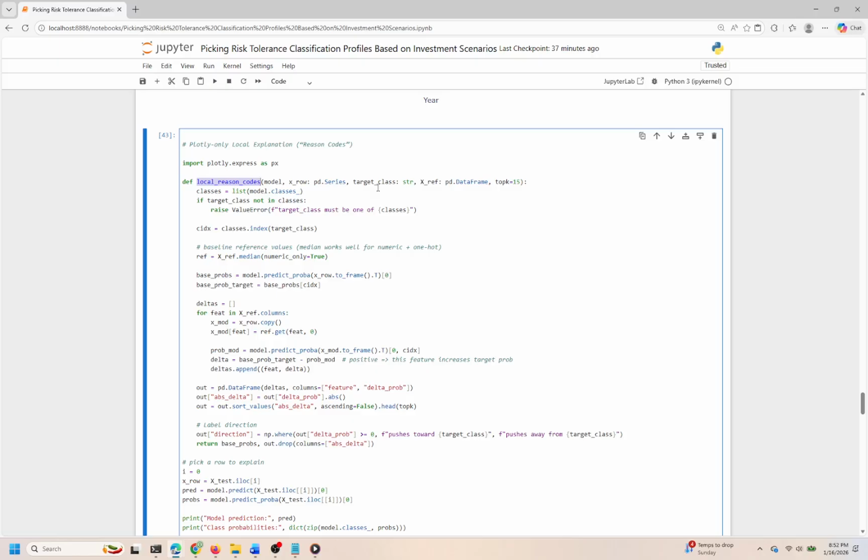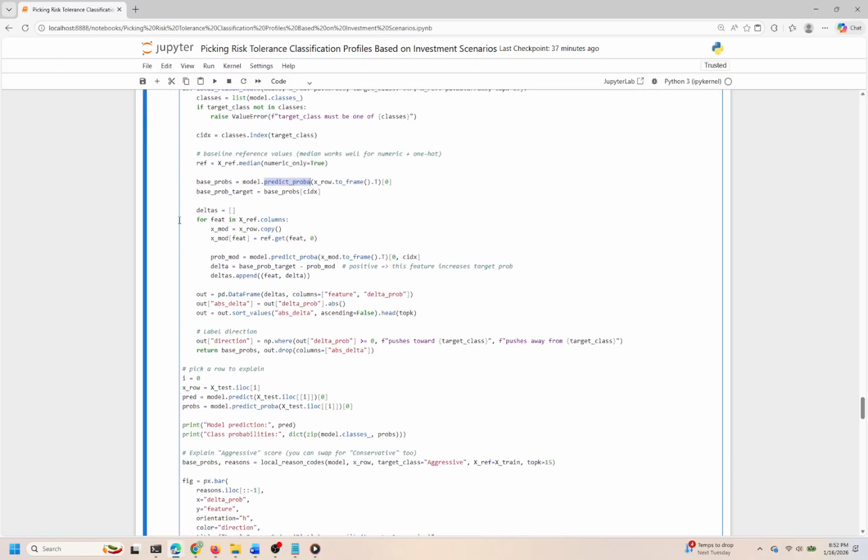The function retrieves a set of baseline reference values that represent typical data points, using the median for numeric features and one-hot encoded variables. This baseline is where we compare the feature's influence. After obtaining the model's predicted probabilities for our target row, we compute the impact of each feature individually. For each feature, we temporarily modify its value to the reference value and reevaluate the model's prediction probability. By comparing this modified probability to the original probability, we can calculate a delta, which tells us whether changing that feature tends to increase or decrease the likelihood of the predicted class.